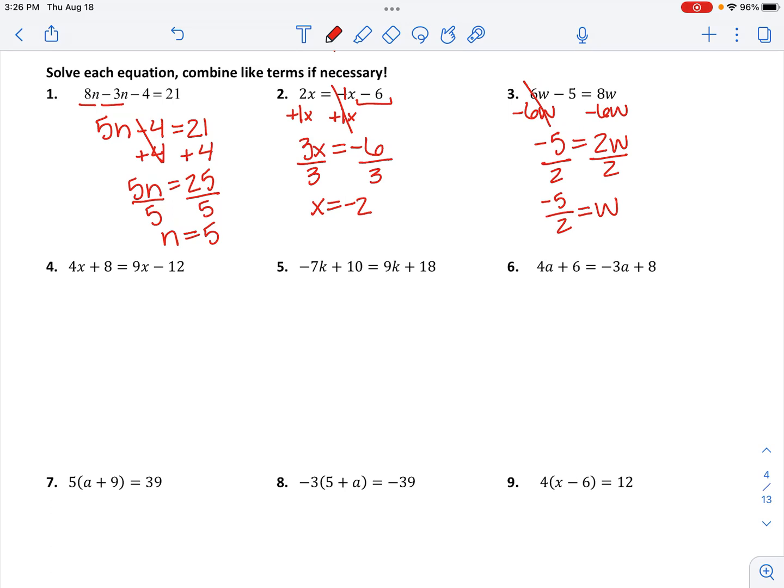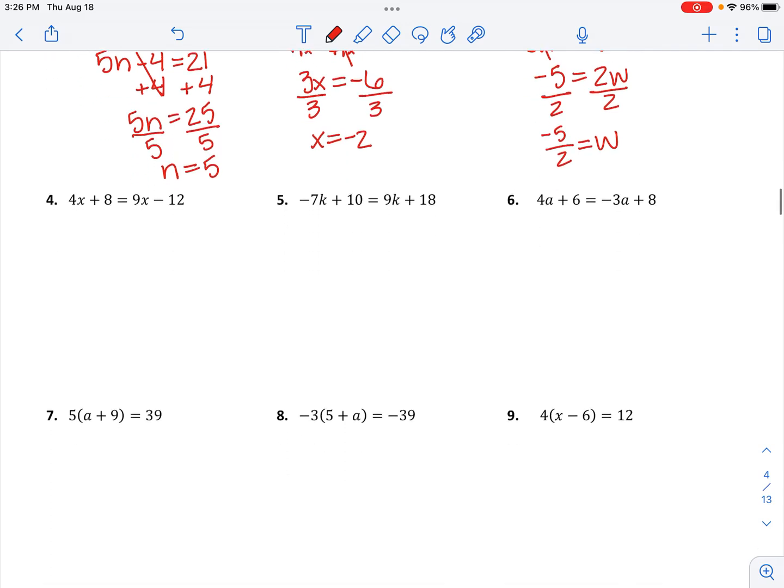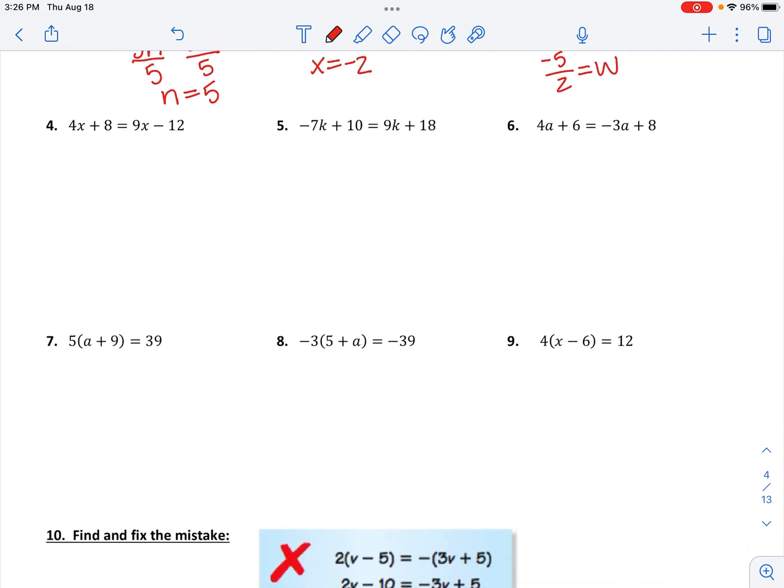All right, so we've seen some with combining like terms and then a couple with variables on both sides. We're going to continue on to these next 3, 4, 5, and 6, where we have variables and constants on both sides. So on number 4 here, again, I want to get all of my variables on one side and all the constants on the other side.